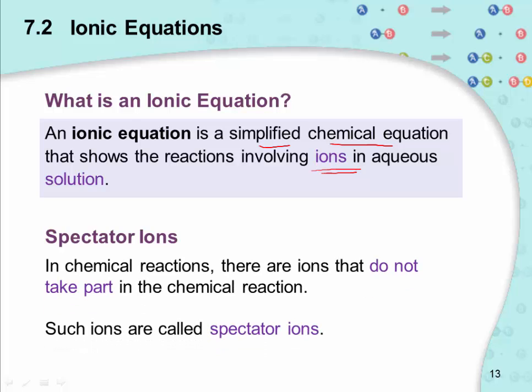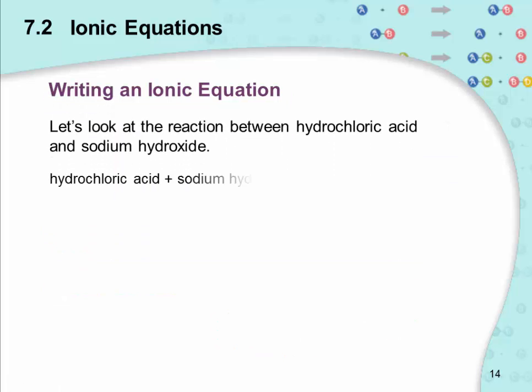And what is a spectator ion? In chemical reactions, there are ions that do not take part in any chemical reaction, and these are called the spectator ions. They are there before the reaction and there after the reaction. So let's take a look.